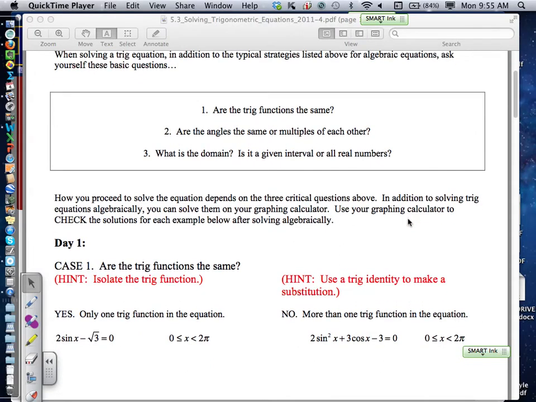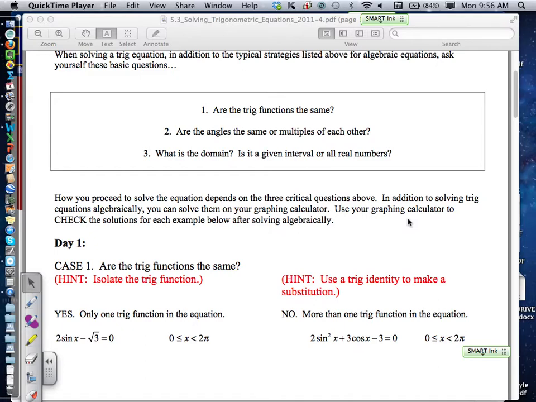So when we started solving equations, we talked about three central questions. The first question was, are the trig functions the same? That was a central question for a lot of the problems you did for homework. A lot of those problems, you rewrote them so the trig functions were the same, or if they were not the same, you looked at a way to possibly factor.